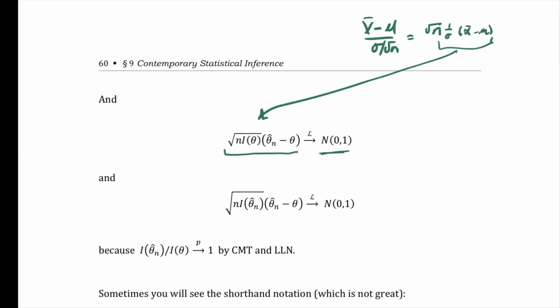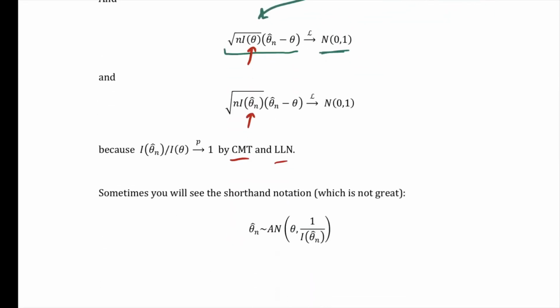In practice, we don't actually know the true value here. I need the true value, but I don't know it, so in practice I plug in an estimate. This works by the continuous mapping theorem and the law of large numbers, things that we don't have to worry about. Sometimes we'll see shorthand which says the maximum likelihood estimator is asymptotically normal, centered at the true mean, and its variance is 1 over the estimated information.